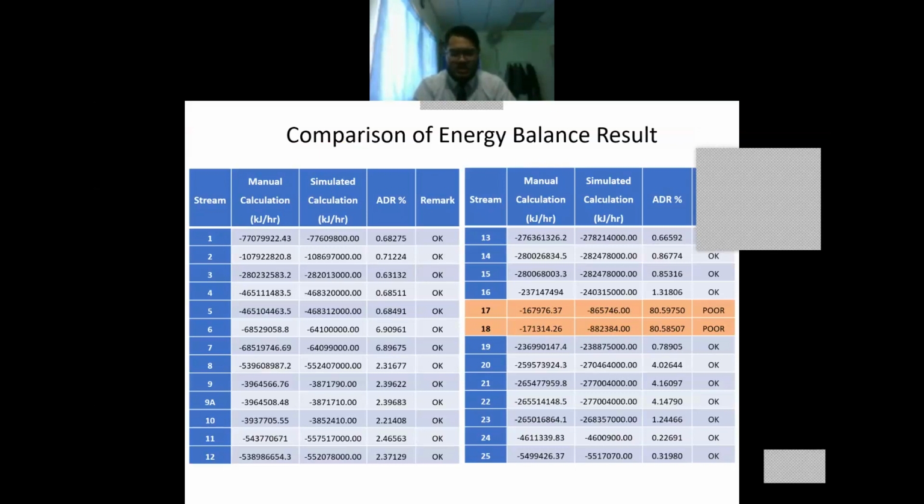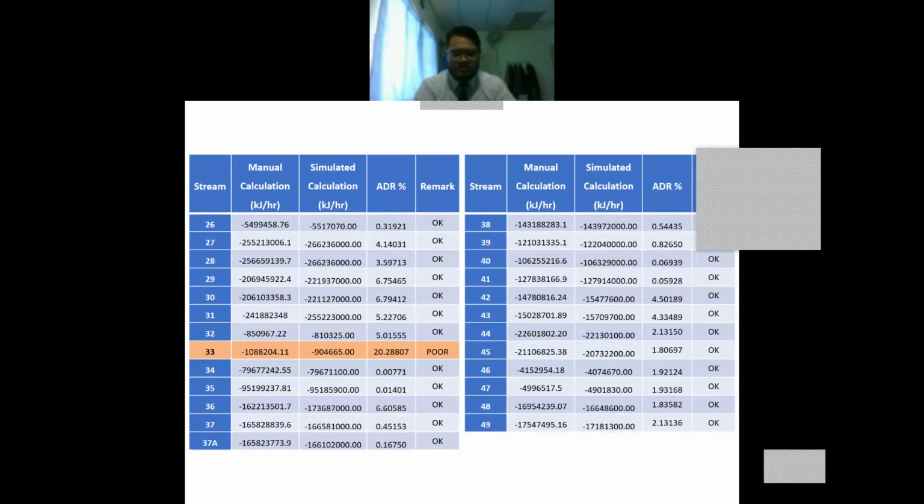For the energy balance, it also has the same error at streams 17 and 18, and also stream 33.